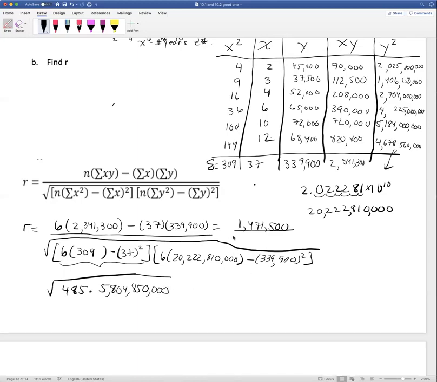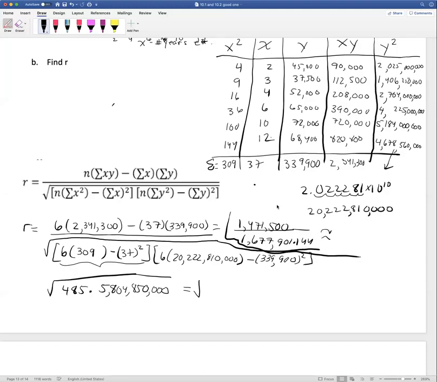Okay, so now, and again, I'm going to come back up to this in 1 second. Sorry about that. So now I'm going to take the square root of these two, and I'm going to write down that answer in the denominator here. So the square root of 485 times 5,804,850,000. And I get this guy: 1,677,901.144. We're almost there.